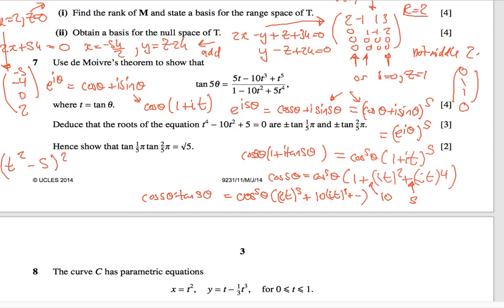So you get t to the 4 minus 10t squared. You'd get a plus 25 out here, so you need to take away 25 to make it the same. Plus 5 equals 0. So you work through that, and you eventually get that t squared equals 5 plus or minus the square root of 20.